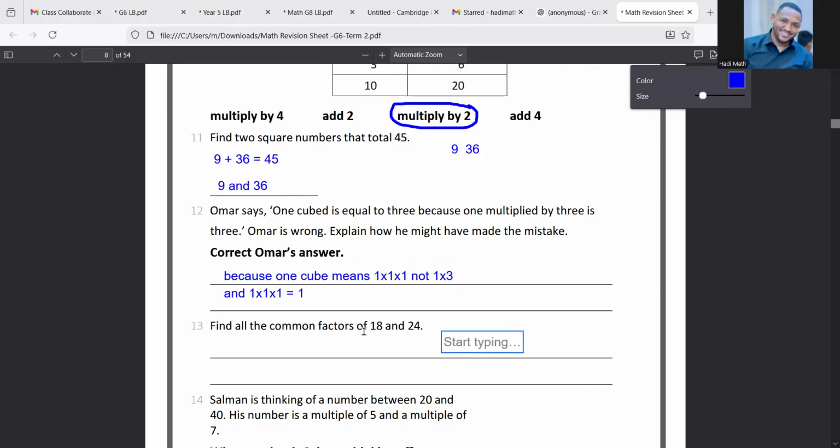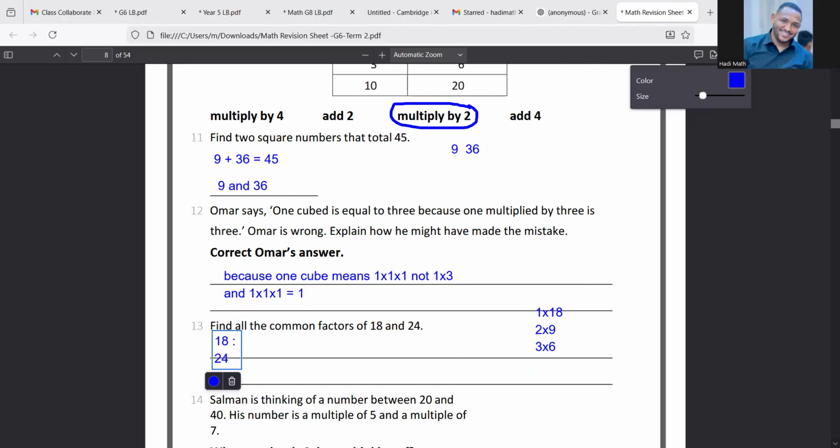Find all the common factors of 24 and 18. You need to find the factors of 18 and the factors of 24. Then you find the common factors between them. I've told you before, go and do the best way. You start from 1. 1 multiply 18. 2 multiply 9. 3 multiply 6. 4 we don't have. 5 we don't have. 6 is repeated. So we're going to say what?